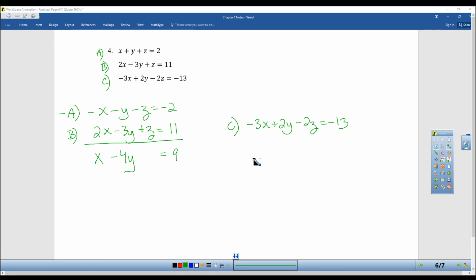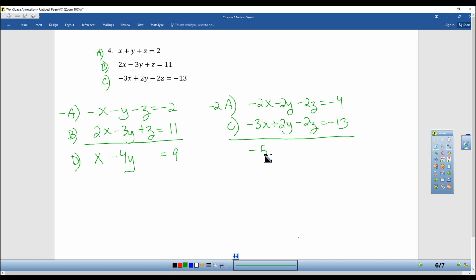Which one am I going to pick? I'm going to pick A again. A is definitely the easiest one, and I have to get rid of z because I want an equation with x's and y's just like I have over here on D. So in order to get rid of z, I'm going to multiply by -2. So -2x minus 2y minus 2z is equal to -4.